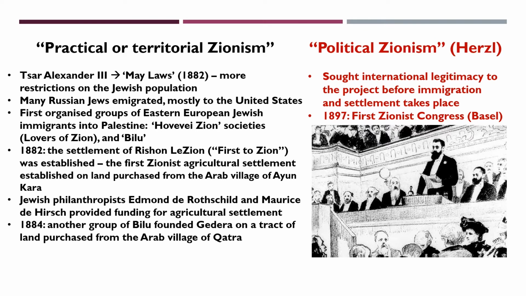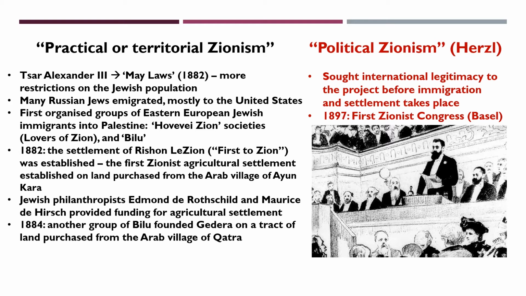But at the same time, a number of groups started to organize to send people, mainly young Jews, from Eastern Europe into Palestine. I would like to mention two main groups or societies at this point. One is the Hovevei Tzion societies. Hovevei Tzion in Hebrew means the lovers of Tzion. And the other group or society was called the Bilu, which is an acronym.